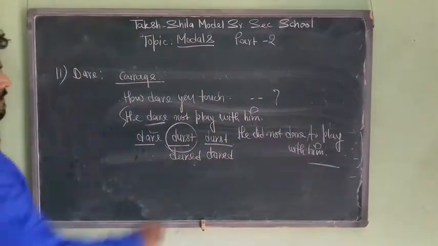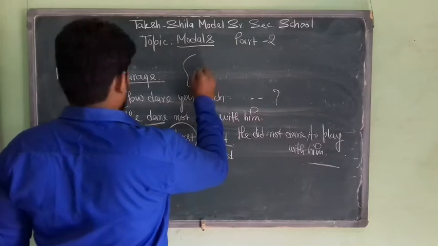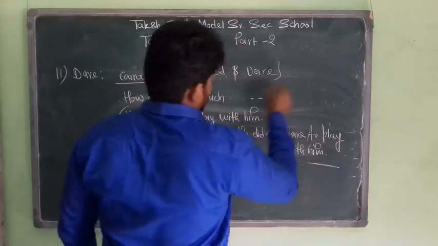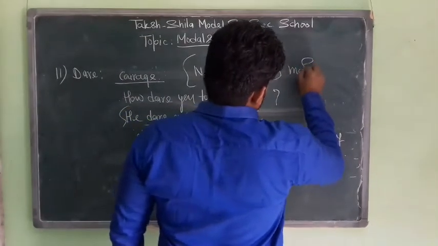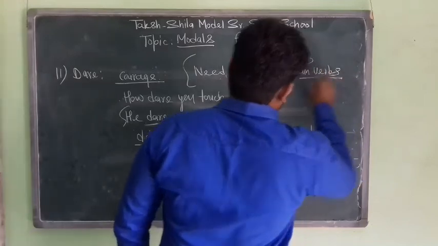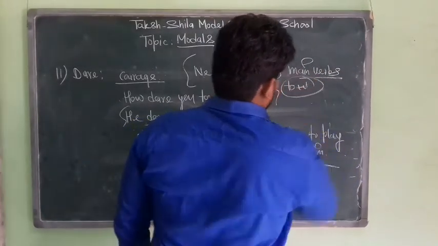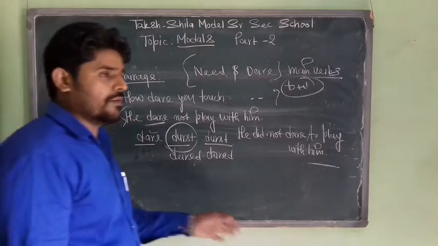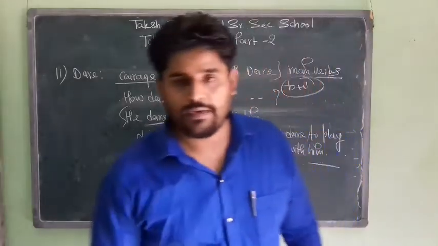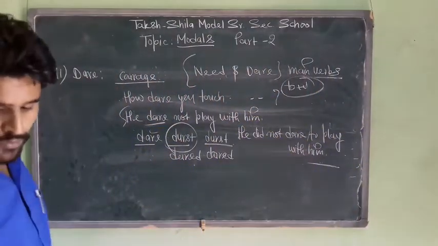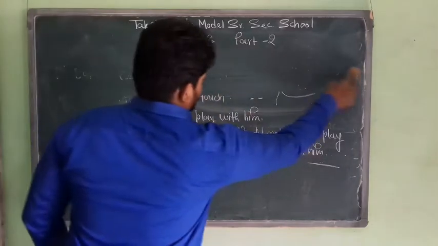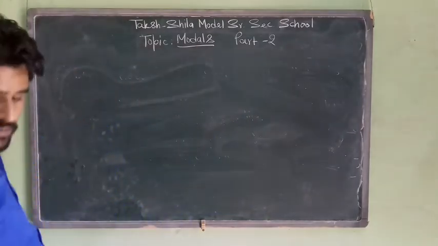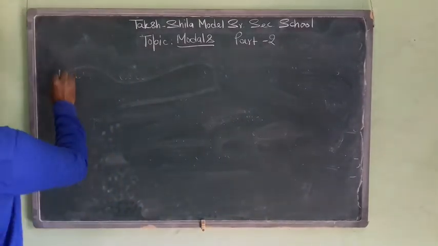So students, here we have also understood now that need and dare can be used as main verbs, and when they are used as main verbs, these are followed by the infinitive form of the verb, to plus the first form of the verb. So students, we have now understood the use of dare. Dare is used to express courage. And now let us move on to the use of ought to and used to. Very small use is there for ought to and used to.